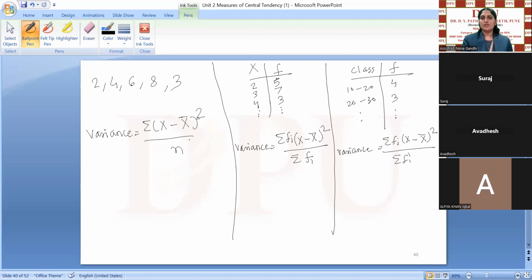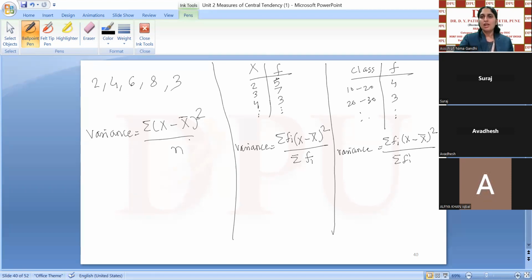Direct functions are available when you want to find the variance for individual observations. If you have individual observations and you want the mean, mode, median, variance, standard deviation, all the functions are available in Excel. If the data is a group frequency distribution, you need to remember the formulae, do the calculations, and find the variance. So this is about the variance.